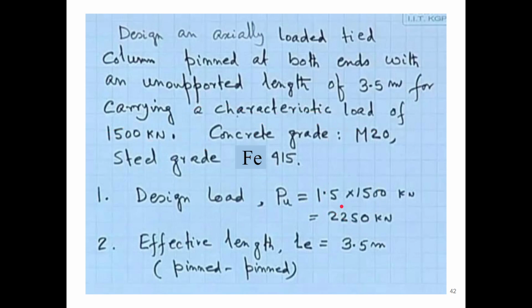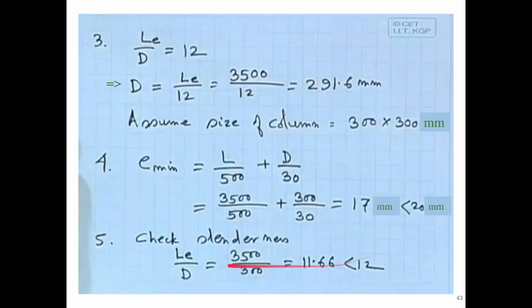So it will be 1.5 into 1500, okay. So that will be around 2250 kilonewton, okay. And the effective length for the pin condition, right? So it is pinned at both ends. So for that case, if you remember, it will be equal to the unsupported length, okay. So it is 1L, if you remember. So L is 3.5, okay. So 1L will again be 3.5. So the effective length Le is 3.5 meter, okay.